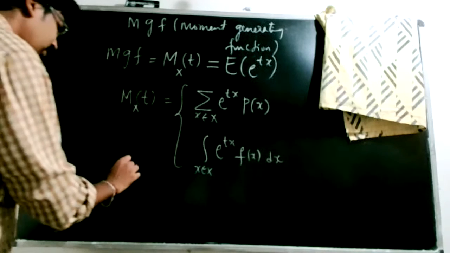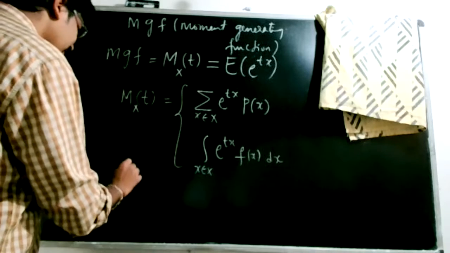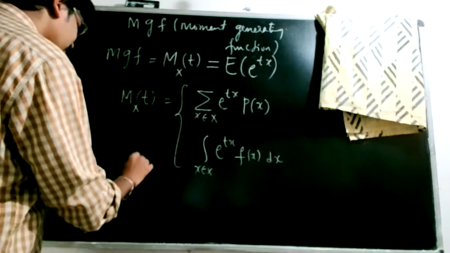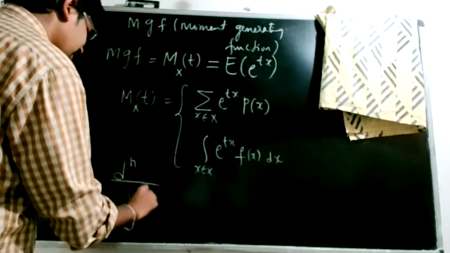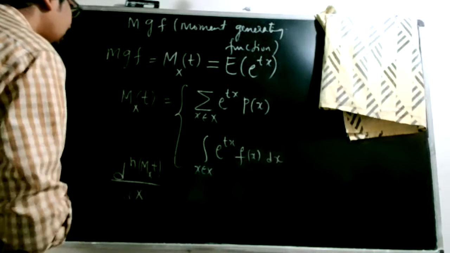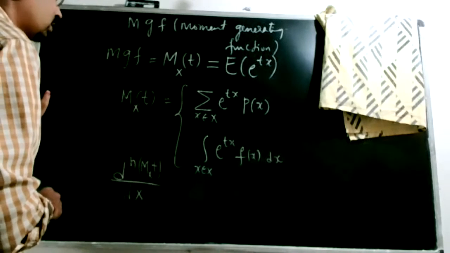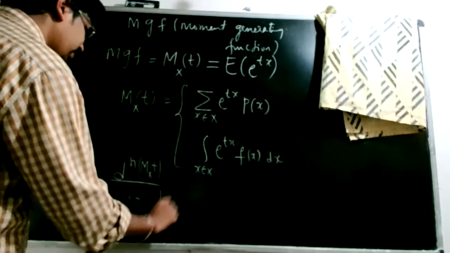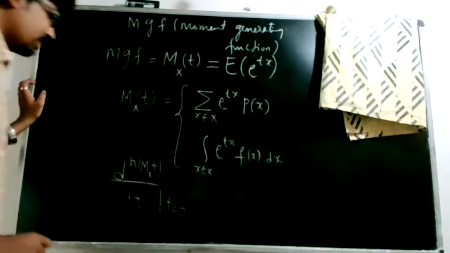Okay, so how this generates moments is, we will differentiate this generating function with respect to t, and you put t equal to 0.